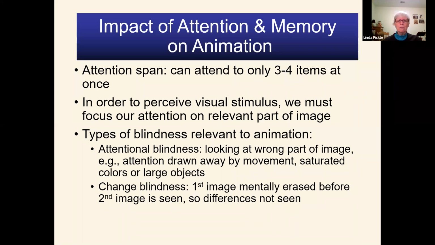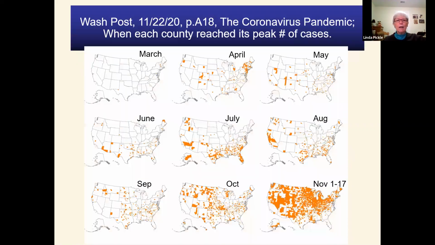Second type of blindness is change blindness. It has to do with our memory. The first image is mentally erased before the second image is seen, either because it's too complex or there's something in the middle or the animation is too slow. So you don't see the differences. You can't remember that complex map that was just before. So these cognitive limitations really impact showing maps in series, in particular animation.